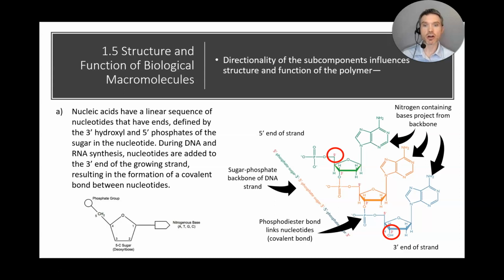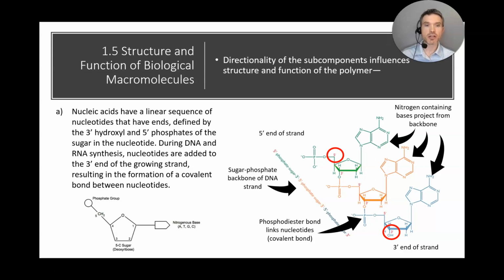During DNA and RNA synthesis, nucleotides are added to the 3' end of the growing strand, resulting in the formation of a covalent bond between molecules. Remember that the nucleotide has three major components: the nitrogenous base, the phosphate, and the sugar. A nucleotide strand is a sugar-phosphate backbone. What you'll notice is it goes phosphate, sugar, and phosphate, sugar. When two nucleotides are connected, they are connected by a covalent bond. That is called a phosphodiester bond.